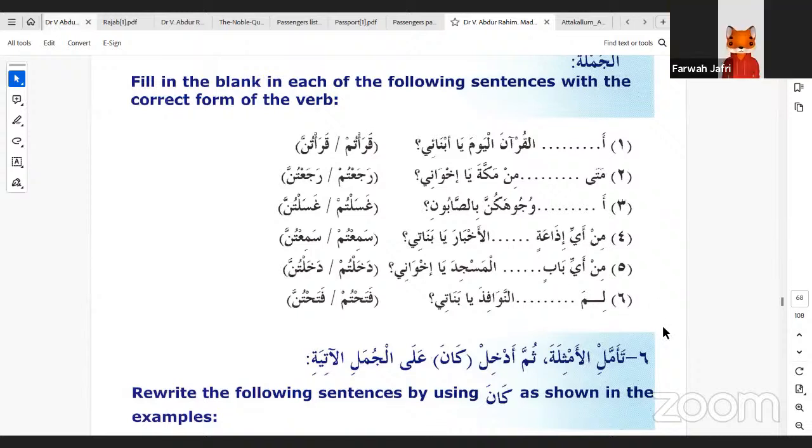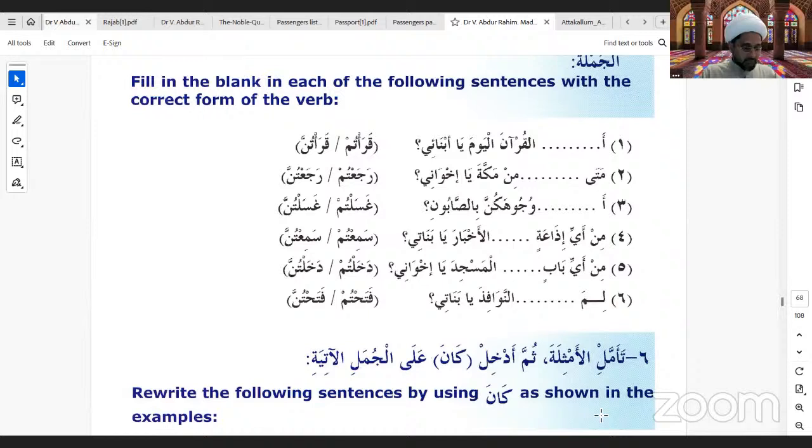And the third one is because it's wujuhakunna, which is a feminine form. So we'll then use ghassaltunna. Ghassaltunna wujuhakunna bis sabun. Did you wash your faces with soap? Correct.